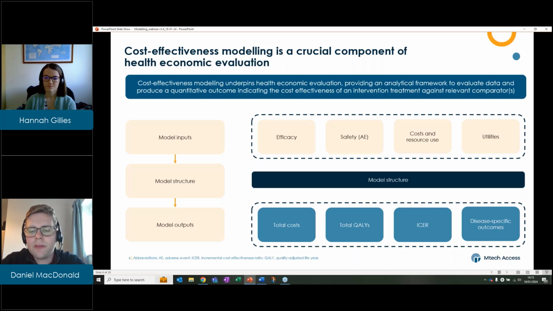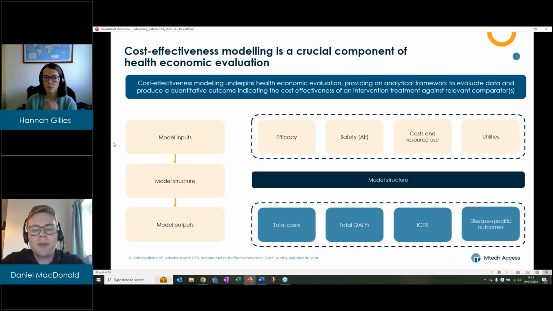The incremental cost effectiveness ratio takes the difference between the total costs of an intervention and comparator and divides that by the difference in total qualities between an intervention and comparator to get a cost per quality ratio. And disease-specific outcomes are also often used.